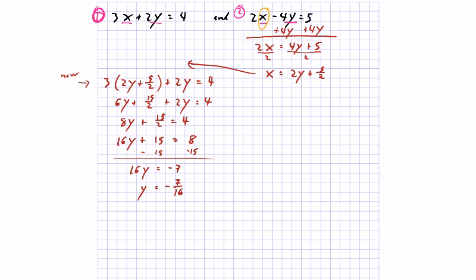Now that we know what y is, we can substitute back. So notice we substituted x in terms of y into equation 1, and now we substitute back in order to complete our task. But we don't substitute into equation 2. We substitute into the simplified version where we had solved for x, and this will allow us to quickly determine what x is when y is negative 7/16.